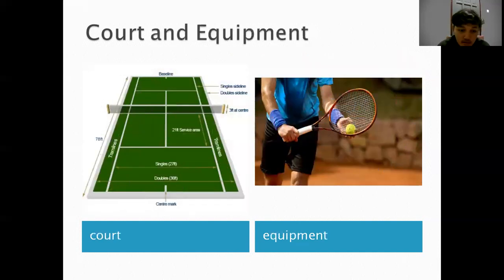Next, court and equipment in tennis. The object of the game is to play the ball in such a way that the opposing player cannot return the ball. This is the shape of the tennis court, and this is the equipment needed when playing tennis: tennis ball, tennis racket, shoes, net, as shown in the picture.